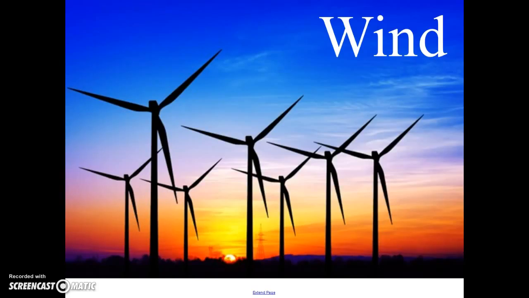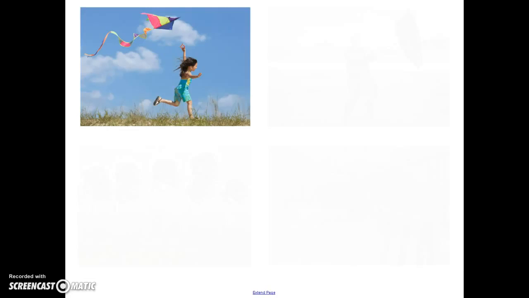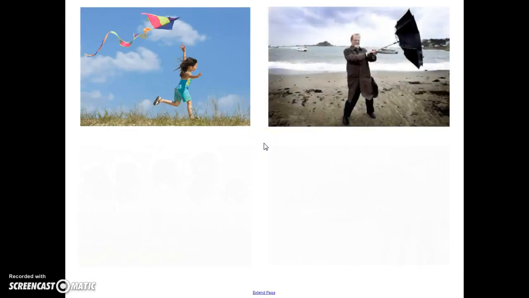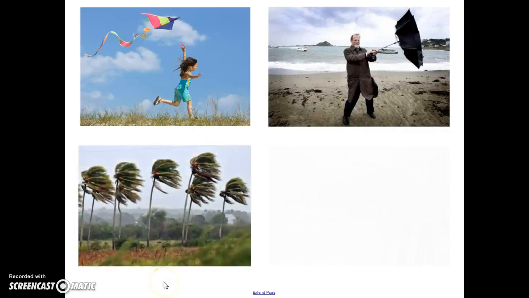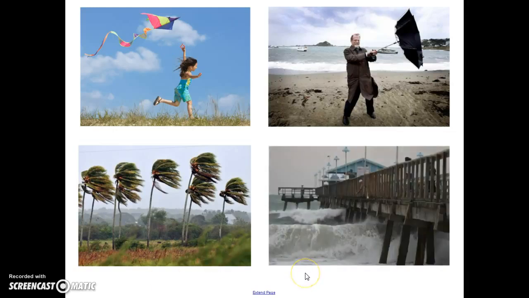So you have all experienced wind. You've probably used wind to fly a kite. Maybe you've had trouble with an umbrella on a particularly windy day. Maybe you've been in a really bad storm, or maybe you've been in a hurricane. Maybe you've been in a place where there's been so much wind that the wind actually creates huge ocean waves. We're going to be exploring all of these things as we move further into our unit, but let's take a look at some very basic things about wind.